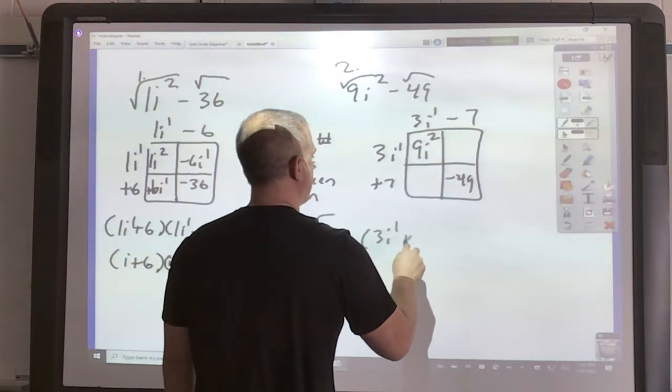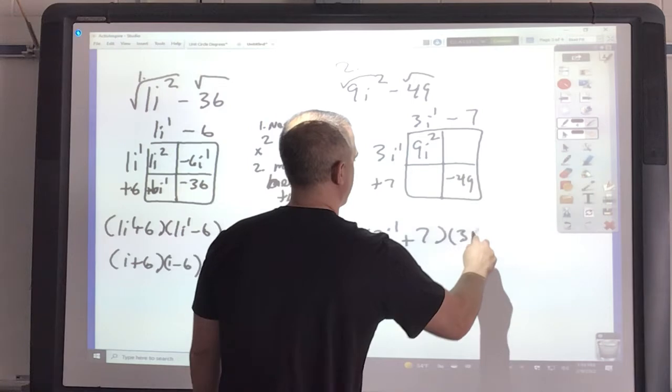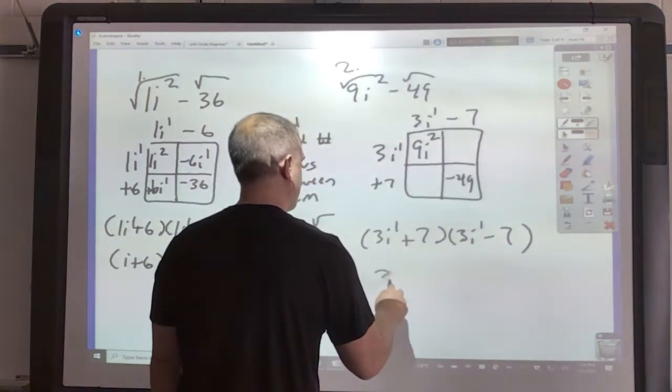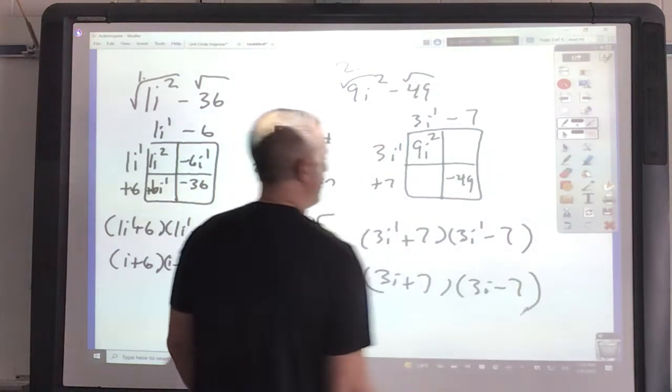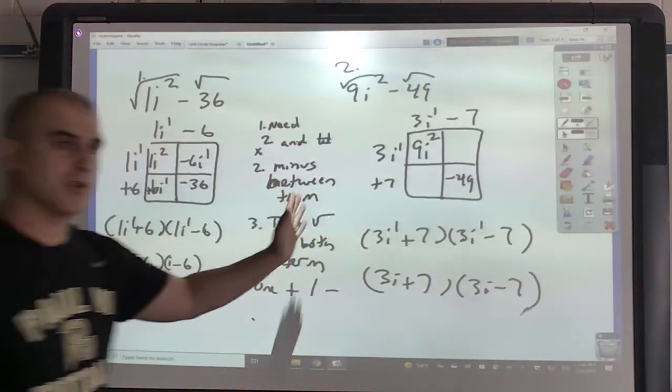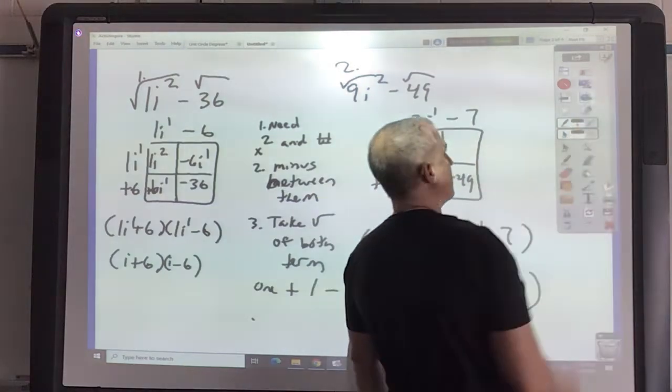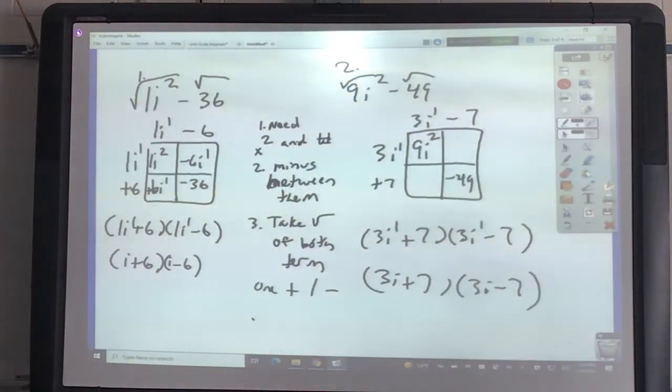So 3i to the first plus 7, 3i to the first minus 7, or you could write it as 3i plus 7, 3i minus 7. Okay, make sure you get both factors. Okay, use the box to help you. It's very simple. Okay, let's do 2 more. Okay, then you can practice.